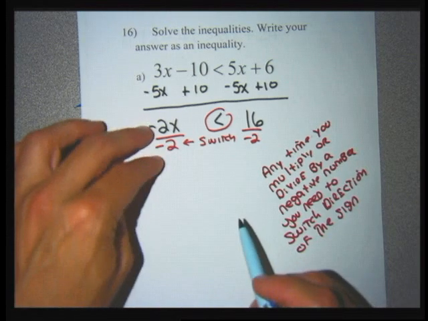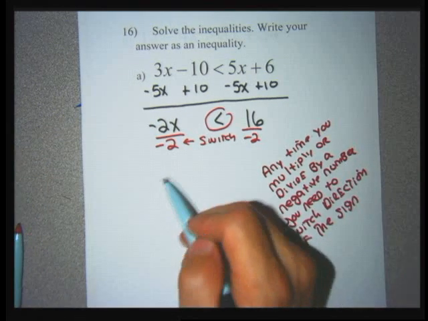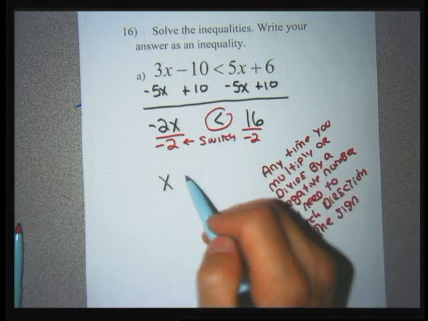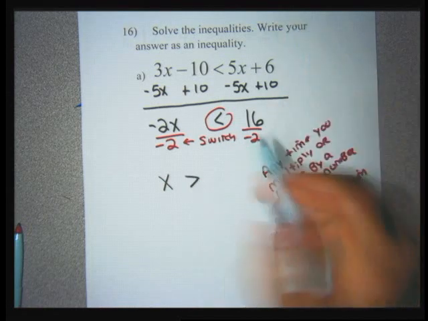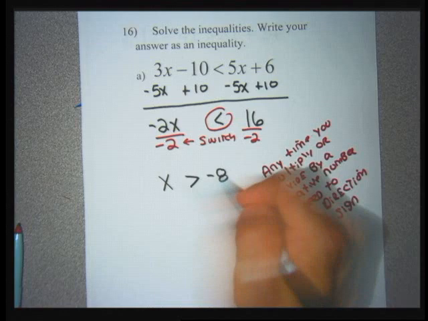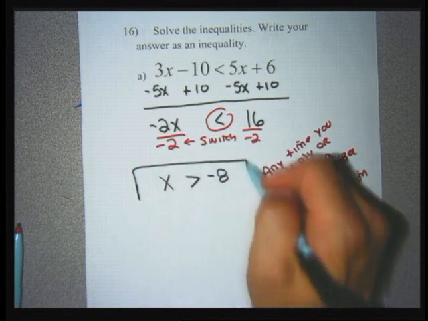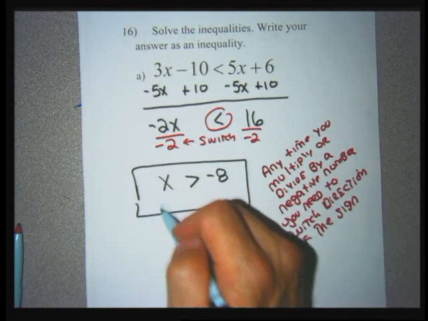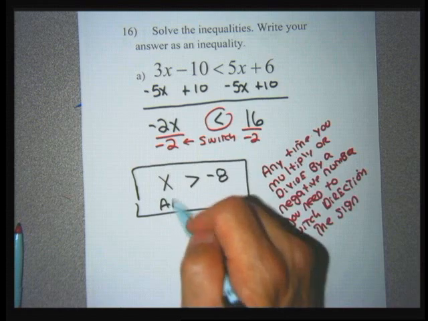On the left side, my negative 2's cancel. I'm left with an x. I'm switching the less than to a greater than. 16 divided by negative 2 is negative 8. This is the answer written as an inequality. And that's all I asked for.